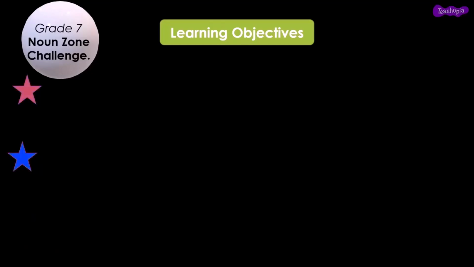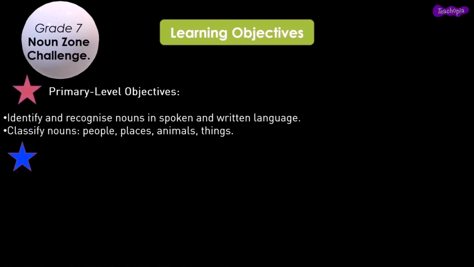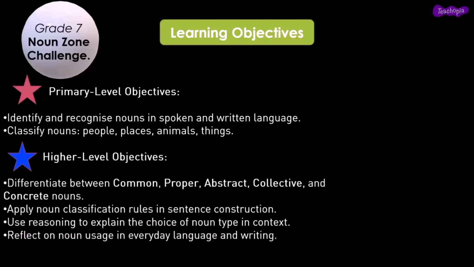The learning objectives at the primary level are: the students have to identify and recognize nouns in spoken and written language. They have to learn to classify nouns under people, places, animals, and things. Whereas at the higher level, learners are expected to differentiate between common, proper, abstract, collective, and concrete nouns. They have to know how to apply noun classification rules in sentence construction, use reasoning to explain their choice of noun type in context, and reflect on noun usage in different language and writing.